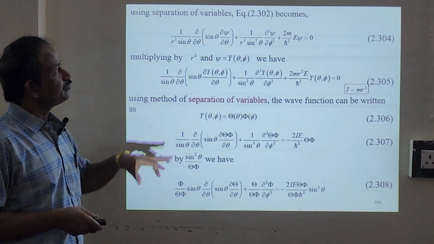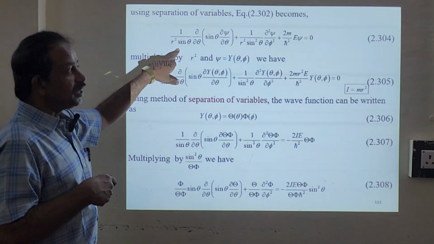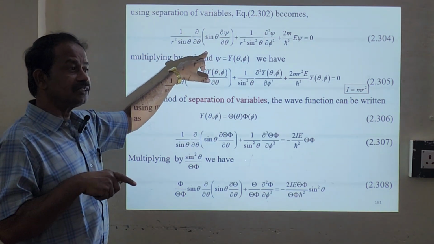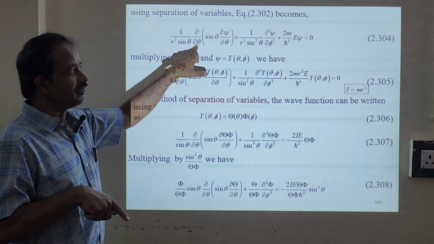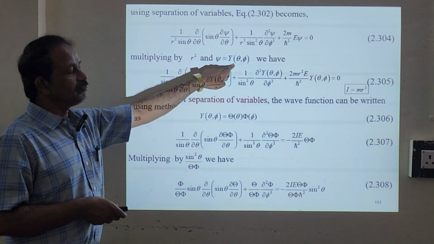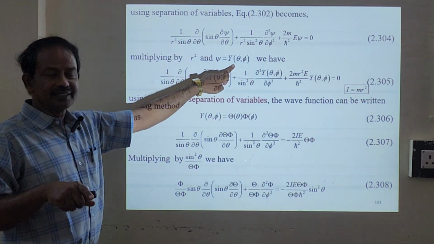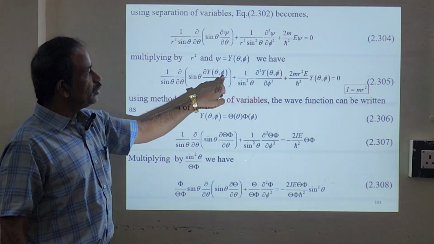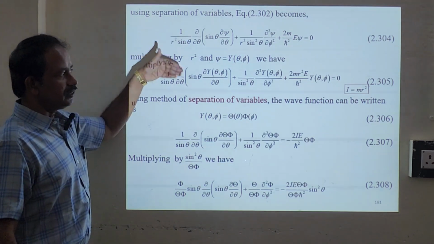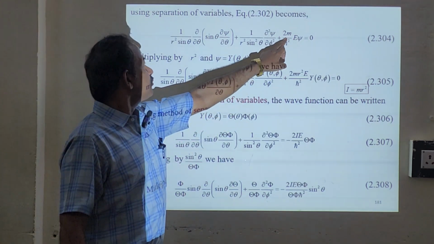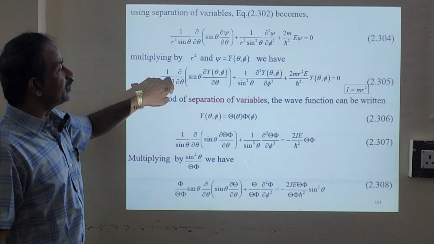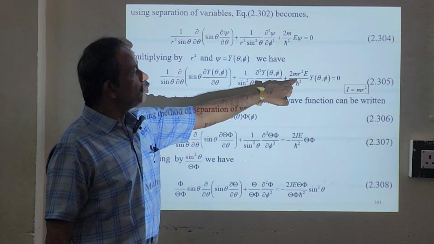So we have omitted now the radial part, and we have omitted the potential energy also. The remaining term of the Schrodinger equation in spherical polar coordinates has been written here as equation 2.304. Any doubt? So the wave function psi can be written as spherical harmonics, which depends on theta and phi. Instead of psi we have written Y of theta and phi. Now multiply throughout by r square. This r square will get cancelled, here also r square will get cancelled. You have 2m r square.